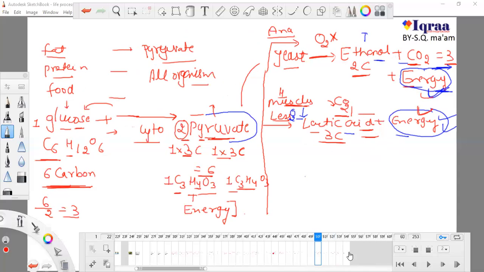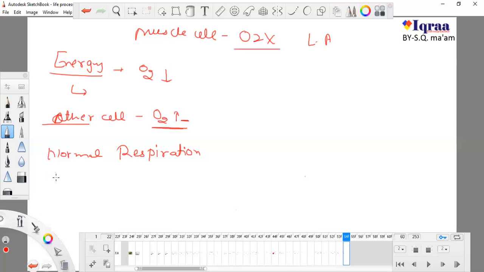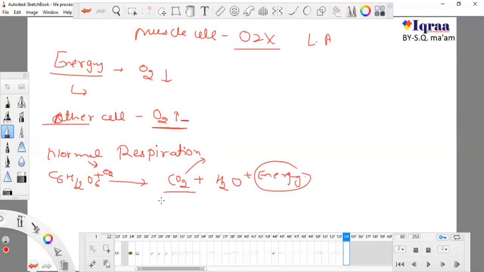But in normal respiration, what I have told you in previous classes, we have to know this, and each and every time we learn about respiration, this is the normal respiration, when we take oxygen inside and carbon dioxide is produced, which is exhaled out from our body. So this is the real form of respiration, the authentic one. 99% of the time this respiration occurs in our body.